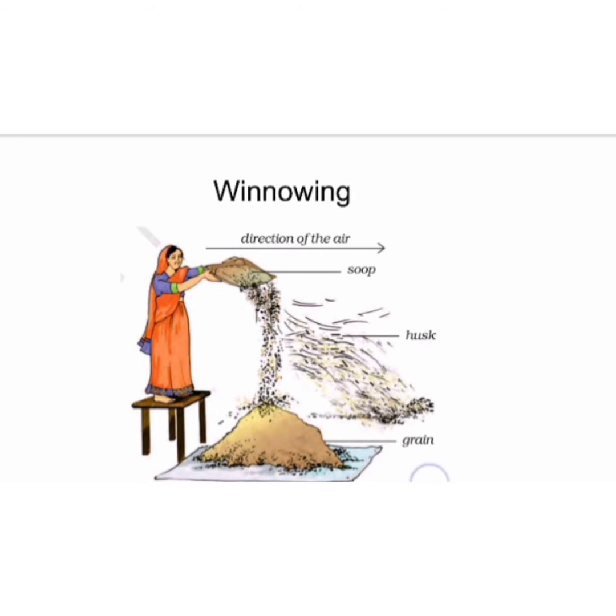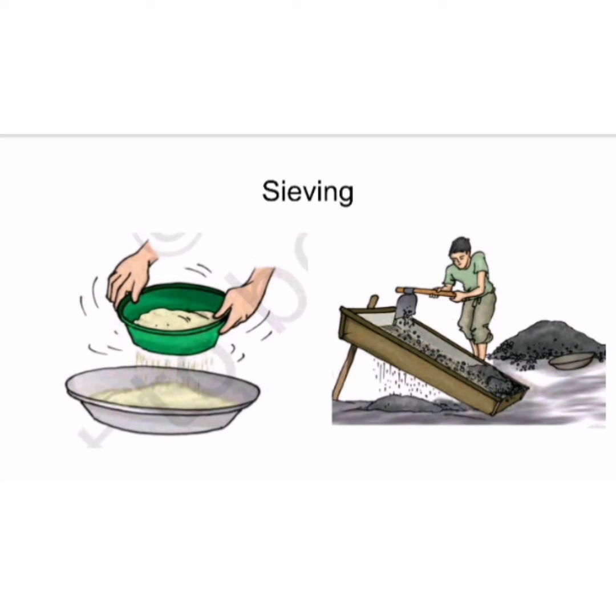And the next method of separation is sieving. Sometimes we may wish to prepare a dish from flour, right? Before we prepare a dish, we have to separate the impurities from that. Sieving allows the fine powdered particles to pass through the holes of the sieve, and the bigger particles remain on the sieve.